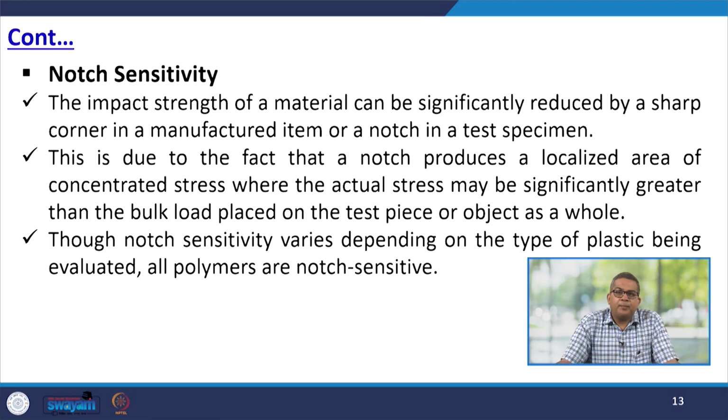The impact strength of a material can be significantly reduced by a sharp corner in the manufactured item or a notch in a test specimen. This is due to the fact that a notch produces a localized area of concentrated stress where the actual stress may be significantly greater than the bulk load placed on the test piece or object as a whole. Though the notch sensitivity varies depending on the type of plastic being evaluated, all polymers are notch sensitive.